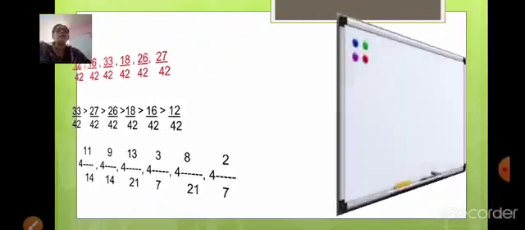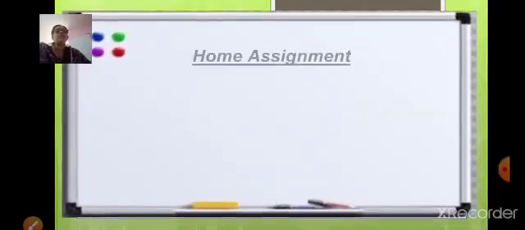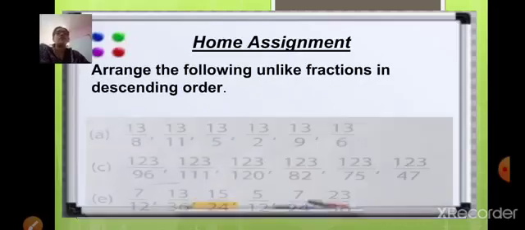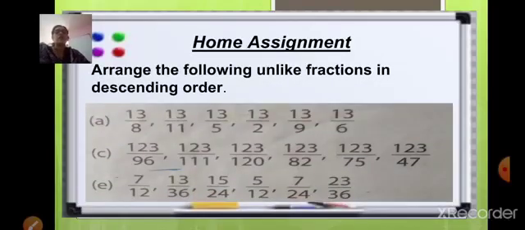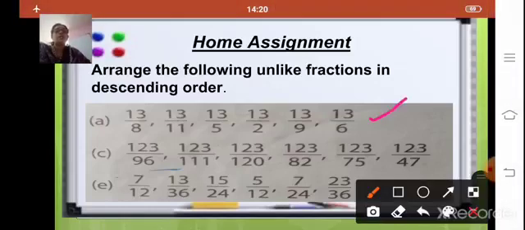Now, home assignment for you based on this. 3 sums: arrange the following unlike fractions in descending order. In the first one, the numerators are same, so you will compare only the denominators. Smaller the denominator, larger will be the fraction, and bigger the denominator, smaller will be the fraction. Same way in the second one also, the numerators are same, so you will compare only the denominators.